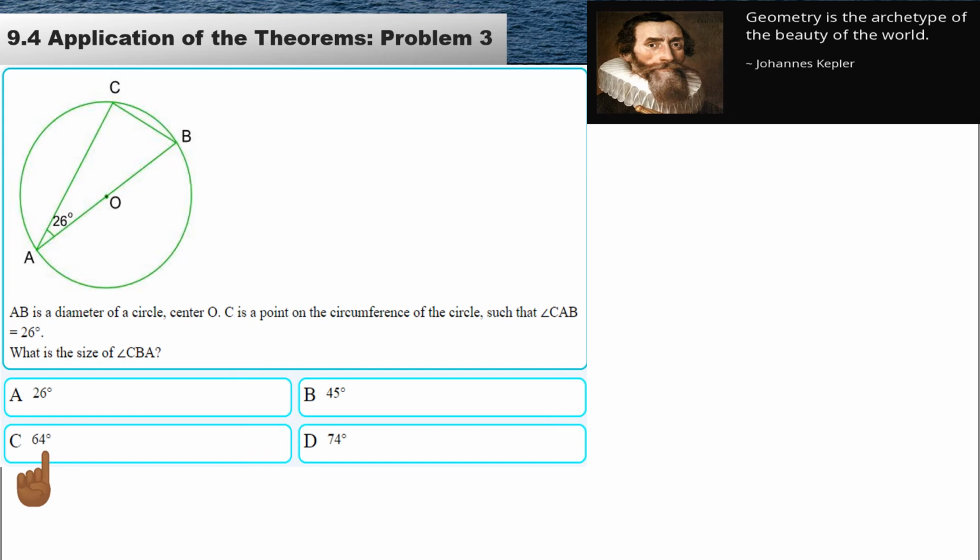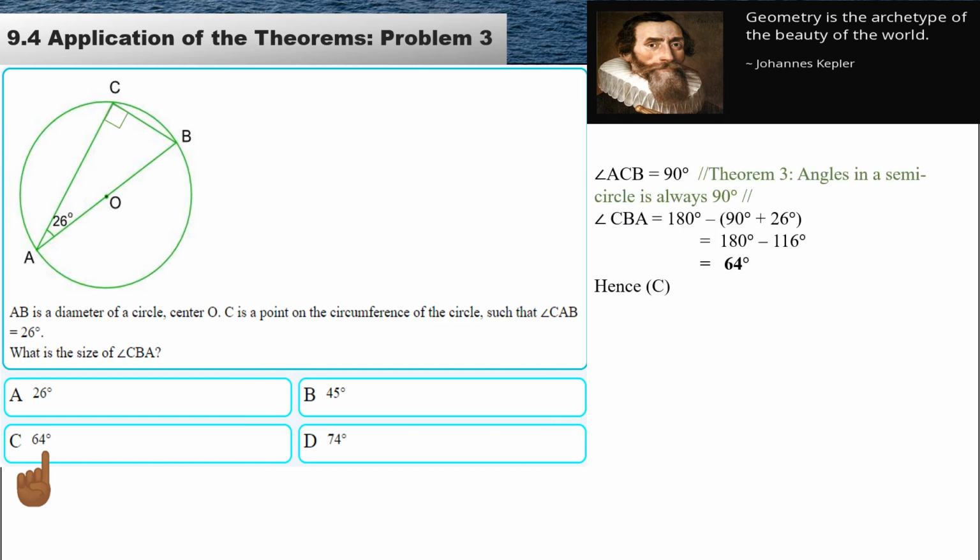Why is the answer C, 64 degrees? Well, here we apply theorem 3, which says angles in a semicircle is always 90 degrees. So that's why we have this 90-degree angle here. Remember, diameter, any angle subtended from that diameter is considered to be an angle in the semicircle, and that will always be 90 degrees. So we have 90, we have 26, we add those two and subtract it from 180 to get 64. So C is our answer. All right, excellent work from those who would have at least even attempted this and got it right.